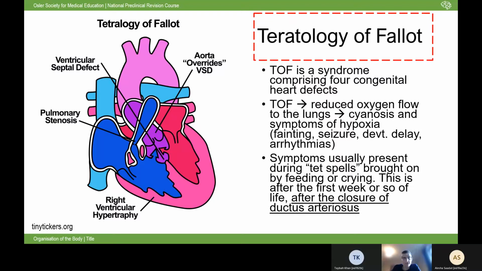You are born with tetralogy of Fallot, and babies present really classically. It's when they're crying, you know, increased oxygen demand for all those tears, and the baby goes a bit blue, cyanotic, and has symptoms of hypoxia, fainting and seizure and things, and we call that a TET spell.